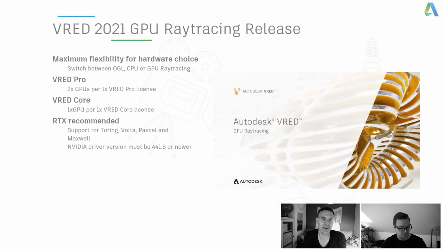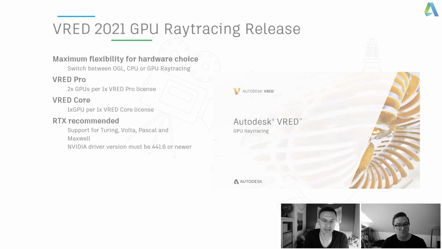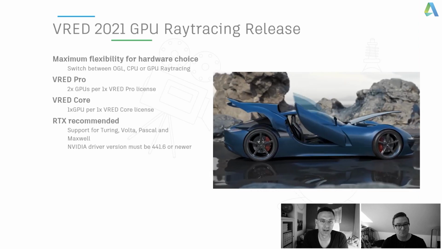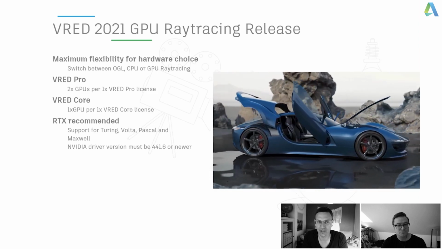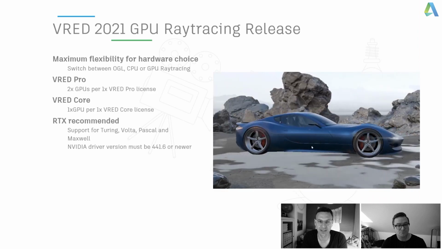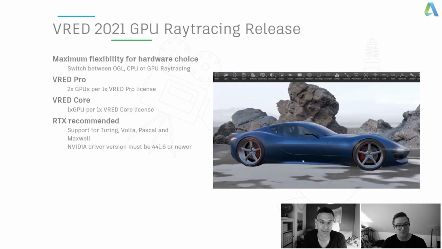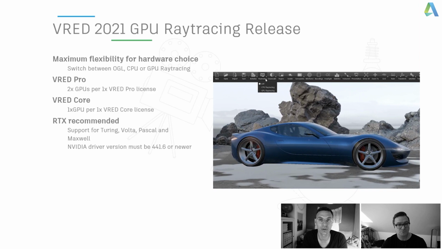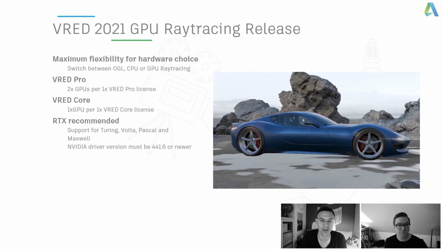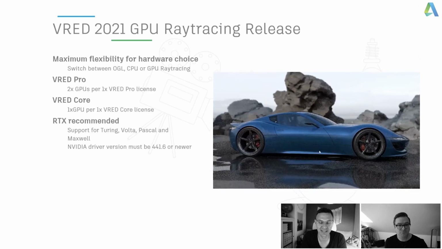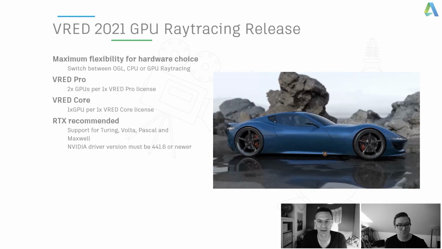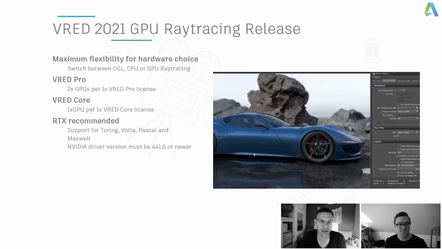So VRED 2021 is released, and as already mentioned, we want to provide maximum flexibility for the hardware choice. It's up to you if you want to use OpenGL, GPU or CPU rendering. All you have to do is press one icon or button in the UI to switch between the render modes. VRED GPU ray tracing is available in VRED Pro.